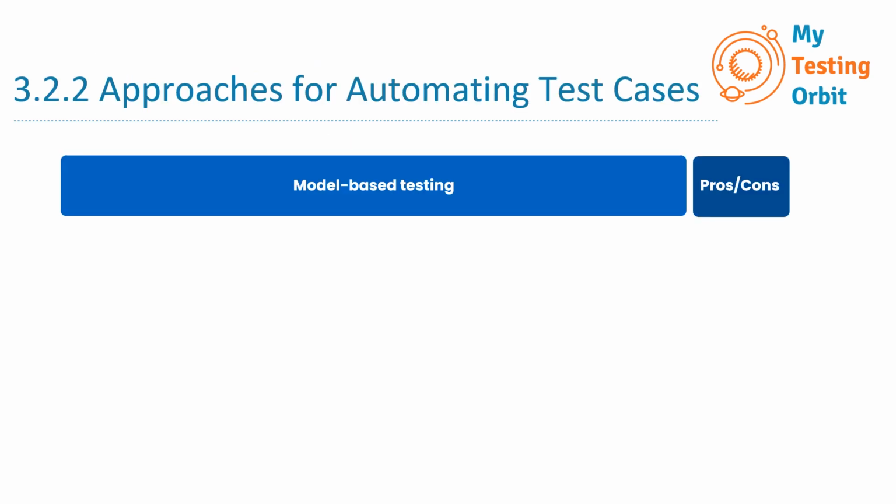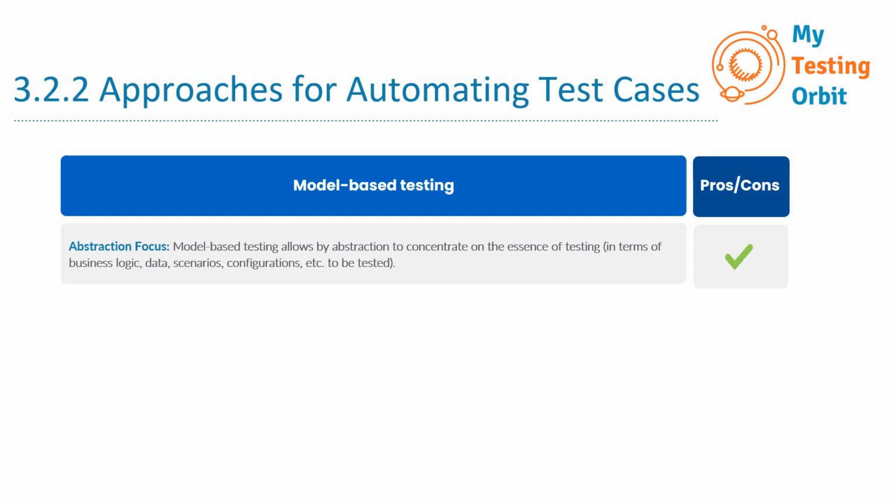Okay, so now let's have a look at a few advantages and disadvantages. The first advantage, abstraction focus. Model-based testing allows, by abstraction, to concentrate on the essence of testing in terms of business logic, data, scenarios, configuration, etc. to be tested. If we think about our login example, this means concentrating on the key steps involved in logging in, abstracting away all the technical details.